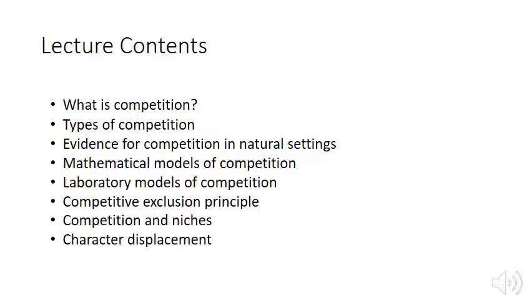This is the idea that species that are similar in their ecology, that are competing for resources, won't be able to coexist. Eventually, the most competitive one will outcompete the other one. So we'll look into that and determine whether that's true. Then we're going to look at competition and niches. So how does competition affect the niche of species and populations? And then finally, we're going to look at character displacement. This is the idea that competition can actually drive evolution in species.